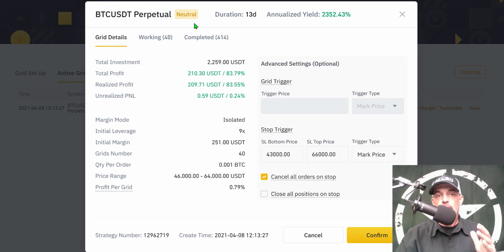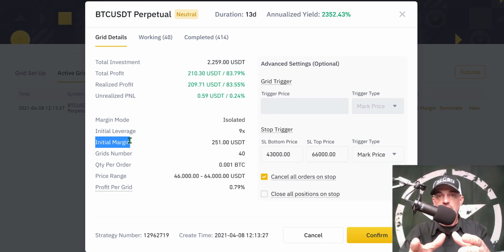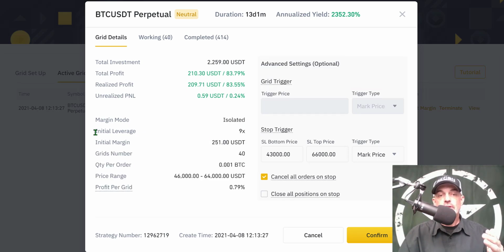I deployed the bot about 13 days ago, and my total investment is $2,259, which this figure is based on my initial margin, which is the amount of money I actually invested, and that's $251, and then multiplied by the initial leverage. Now, initial leverage is me basically taking a loan from Binance, and that leverage was 9x. And so I multiply 251 by 9, and when you do that, you end up with 2,259 USDT.